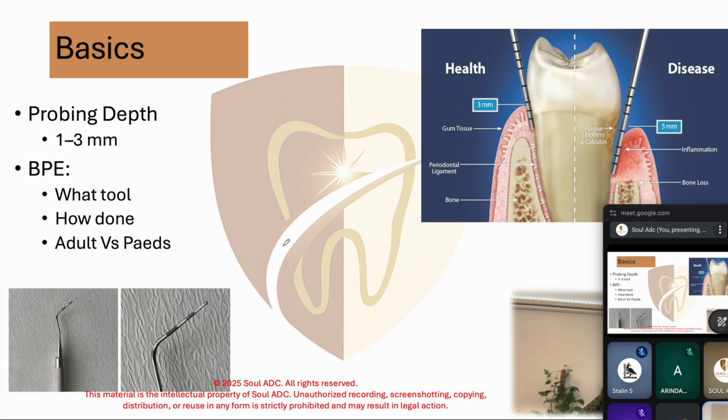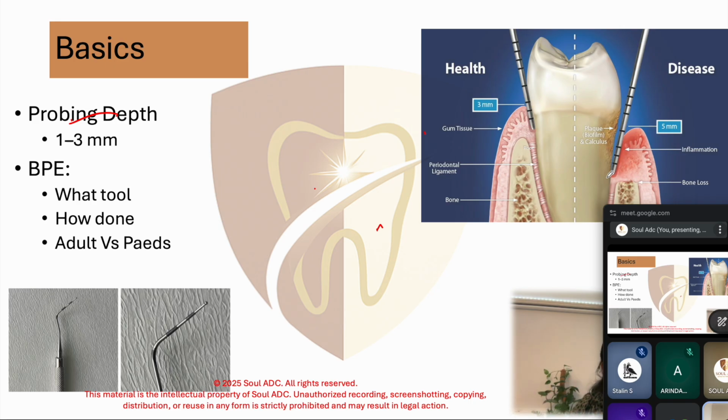Okay. So, when I talk about periodontal depth or probing depth, I'm talking about a marking which starts from the gingival margin till the base of the pocket, and the reading is going to be 1 to 3 millimeter if we are talking about the health of the gums being normal.